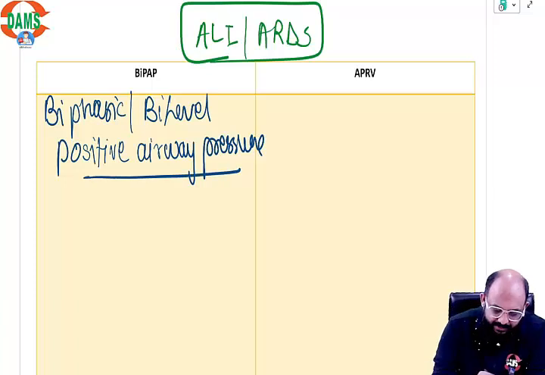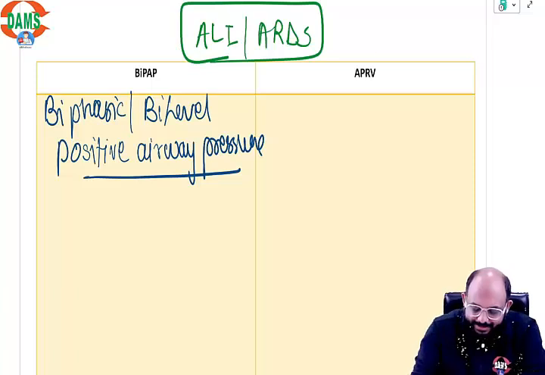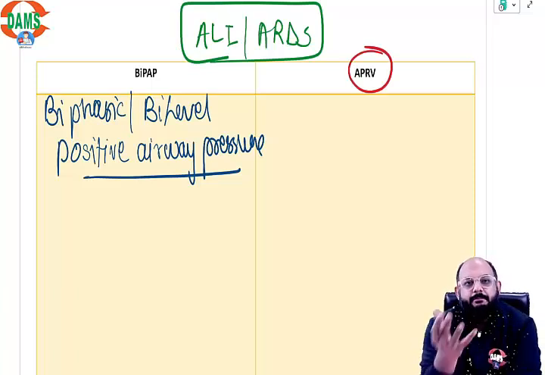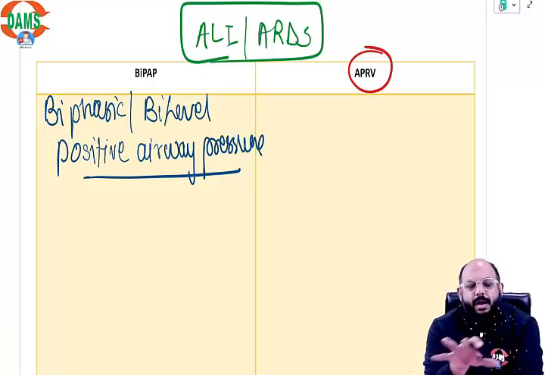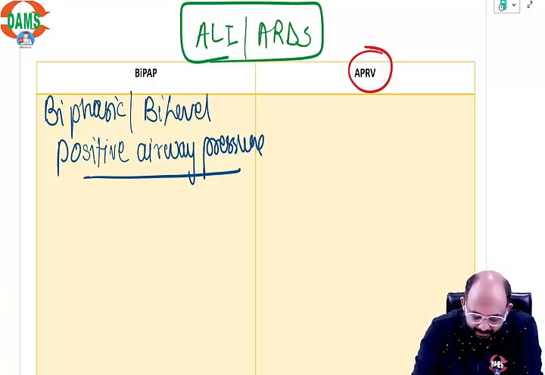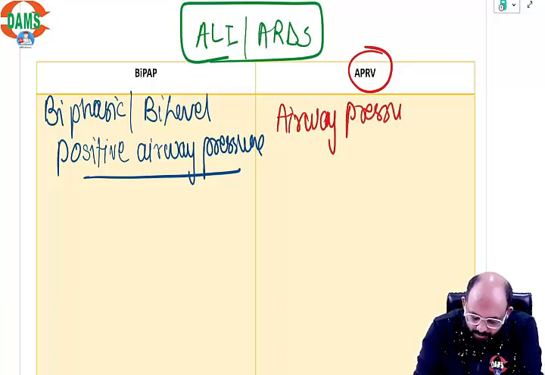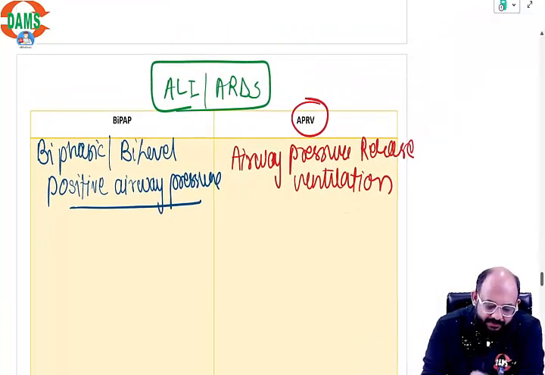It is biphasic or bi-level positive airway pressure, while APRV is combining the advantages of a bi-level along with an inverse ratio ventilation. So what is APRV? It is airway pressure release ventilation. APRV is airway pressure release ventilation.